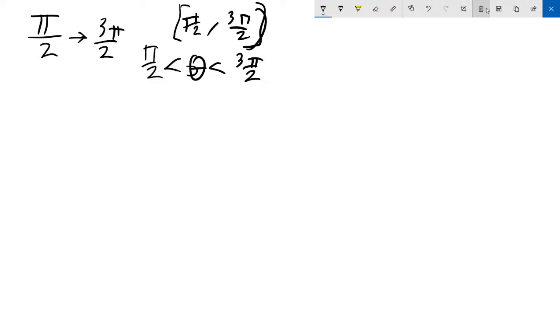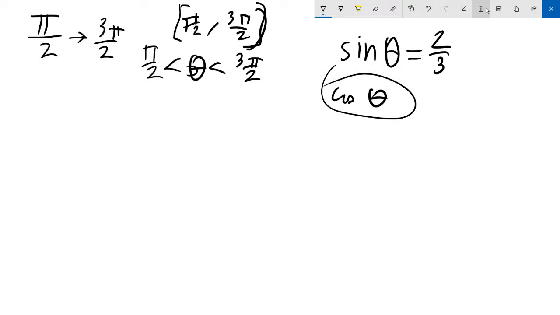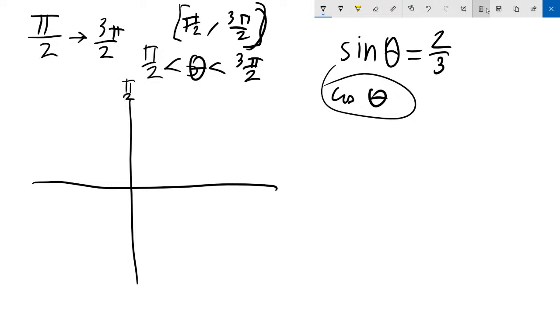These are the kind of problems they'll give you. They say theta is bounded in this interval, and you know that the sine of theta is equal to 2/3. Find cosine of theta. The way you would do this is to think about it: this is pi over 2 here, and this is 3 pi over 2. So whatever the angle is, it's going to be somewhere here.